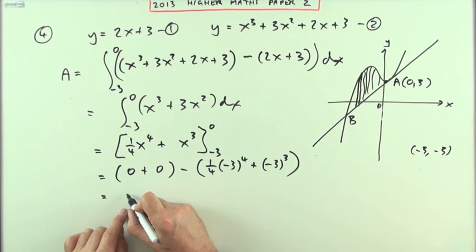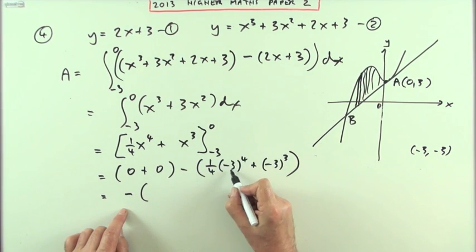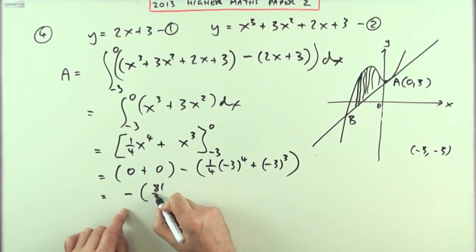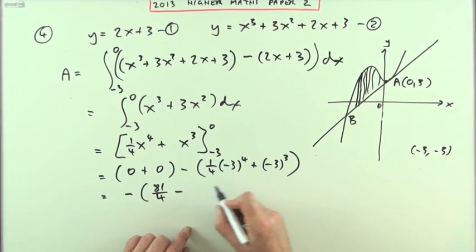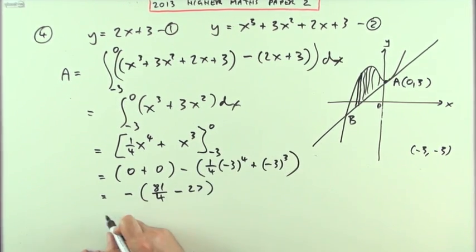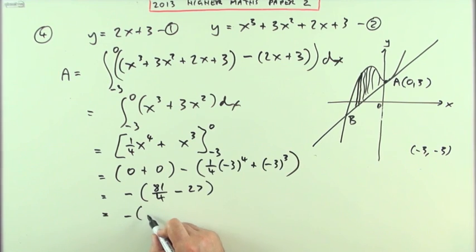So what's that then? It's negative of, well, that'll be positive with a power 4, an even power, and 3 to the power 4, that's 9 times 9 is 81 upon 4. This will be negative, because it's an odd power of a negative, and that will be 27. So that's going to be 27, 108, negative 27, the negative of negative 27 upon 4, which is 27 upon 4 square units for the area.